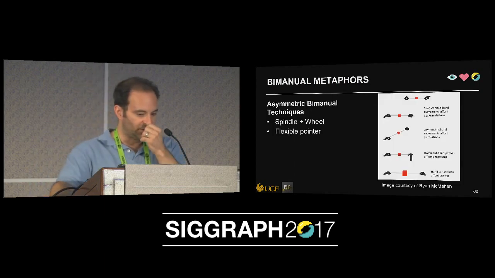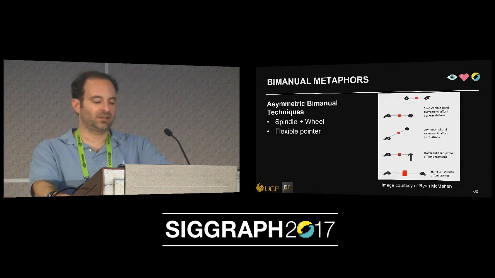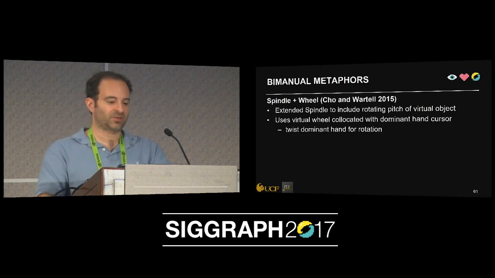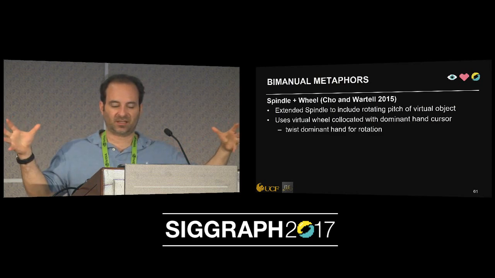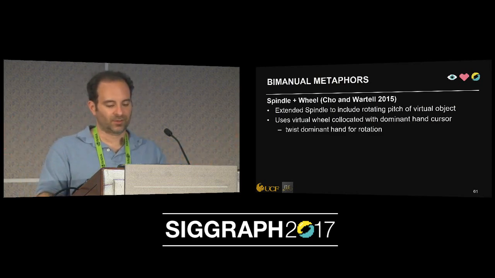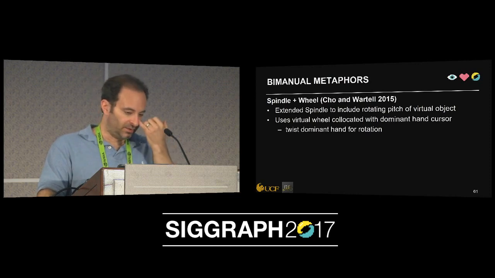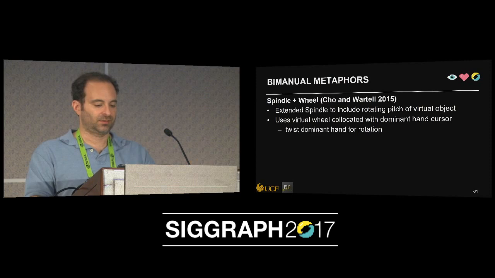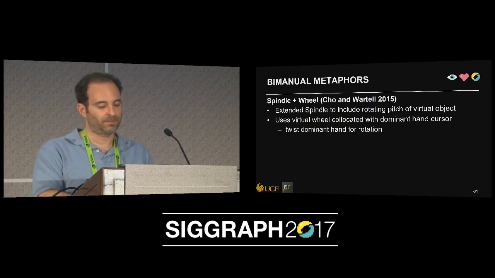So a couple other ones. These are asymmetric bimanual techniques. There's the spindle plus wheel and the flexible pointer. The spindle plus wheel extends the spindle technique to include rotating pitch of the virtual object, okay? And it uses a virtual wheel co-located with a dominant hand cursor to twist for rotation. So it's a way to do more types of rotation with the spindle technique.